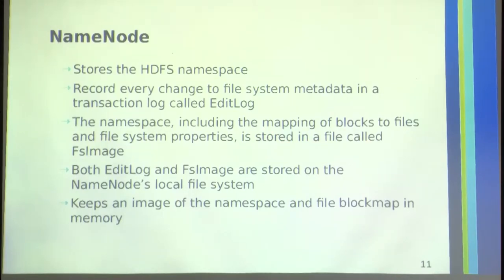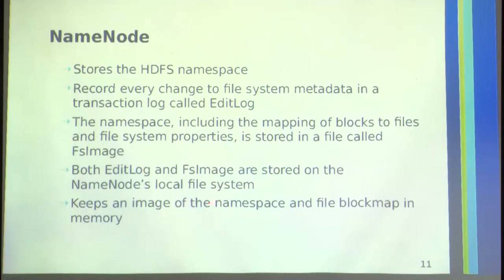So if you were to shut down the system and start it back up again, obviously you don't want to lose all of your data. So you can turn the system off. It stores all of this in something called a file system image and an edit log, and they're stored on the local file system. So you shut down the system, start it back up, and the name node starts with that information.